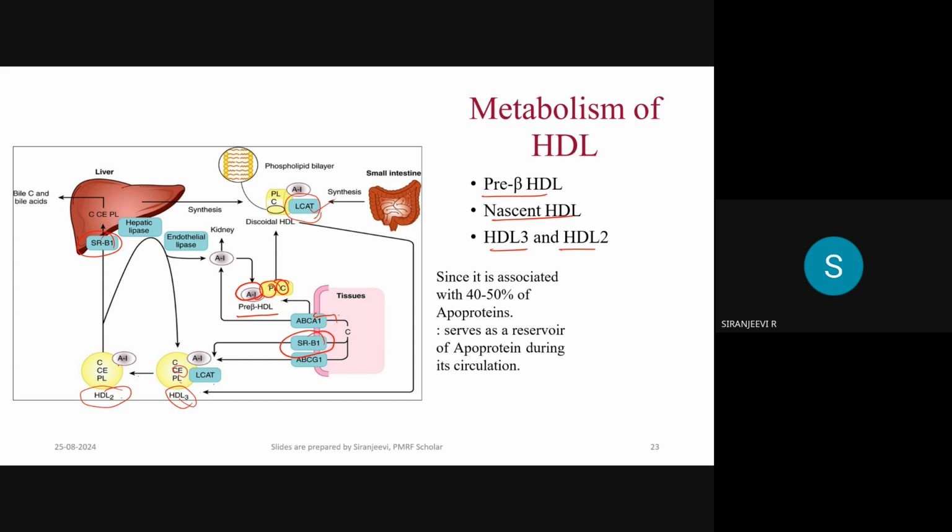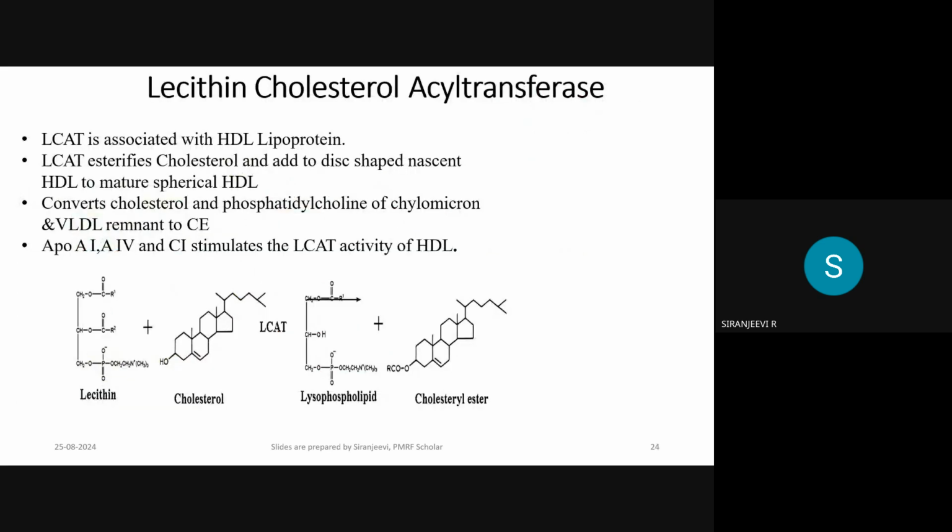It can again take up this HDL2 into the liver, and it can form bile acids and then bile. And how this usually happens, we are going to see in the next slide. The major enzyme that we have seen here is lecithin cholesterol acyltransferase. This lecithin cholesterol acyltransferase, what it will do?